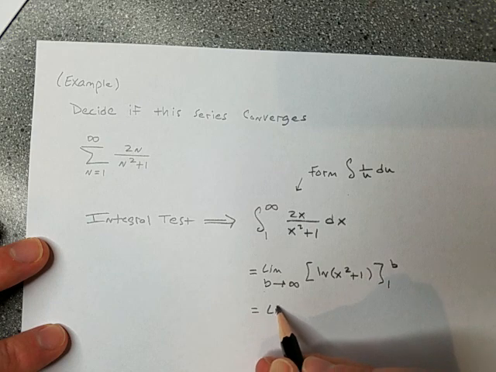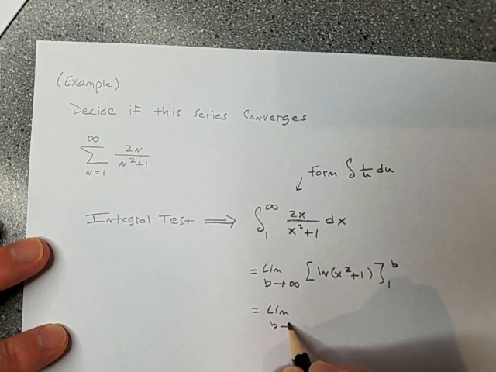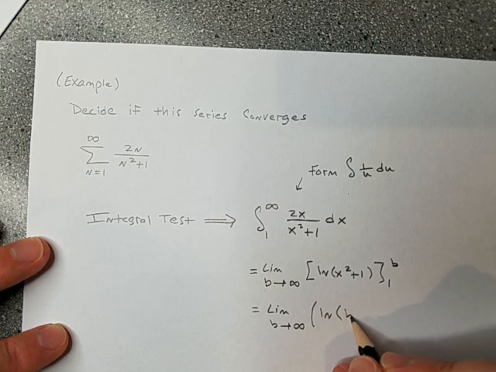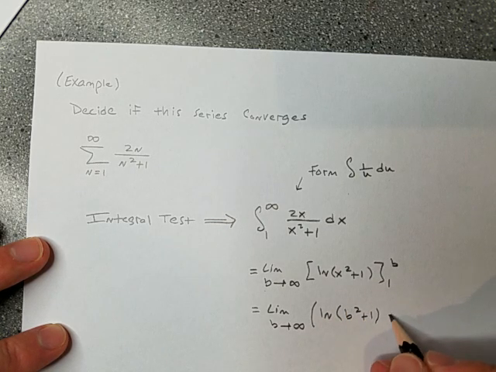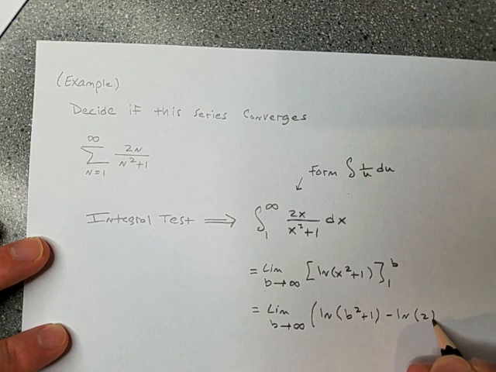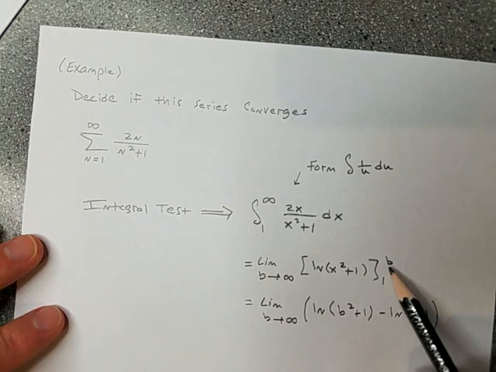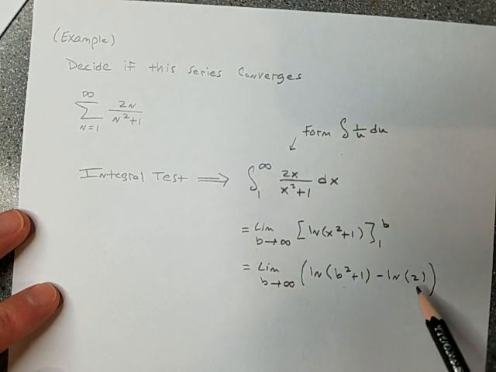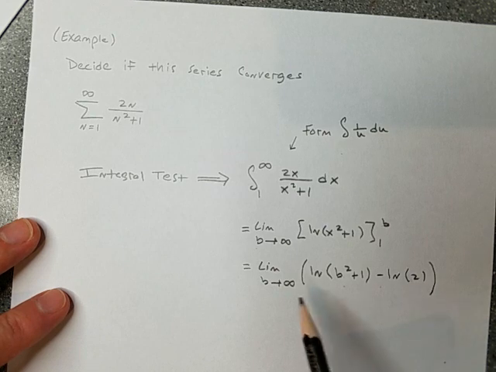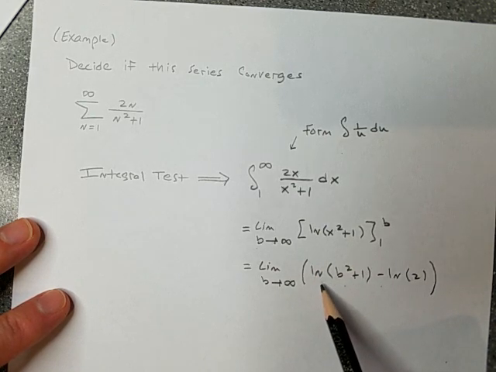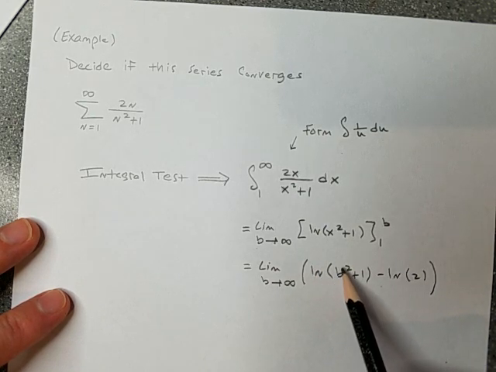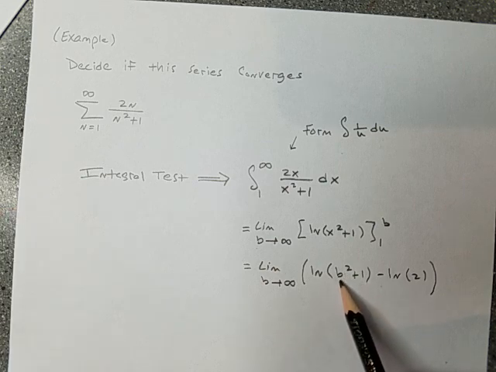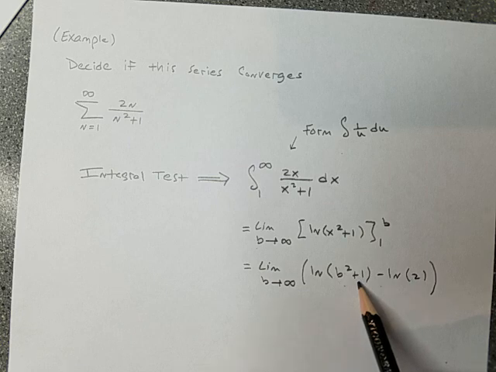And then that's going to look like this. What's the limit as b goes to infinity of natural log of b squared plus 1 minus what turns out to be natural log of 2. Okay, I put in that upper bound, it looks like so. I subtract, I put in that lower bound of 1, and I get natural log of 2. So, all right, so we're here. What happens when b goes to infinity? b squared also goes to infinity. b squared plus 1 goes to infinity.